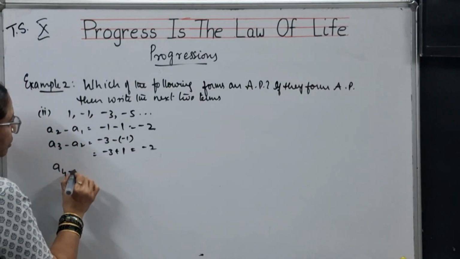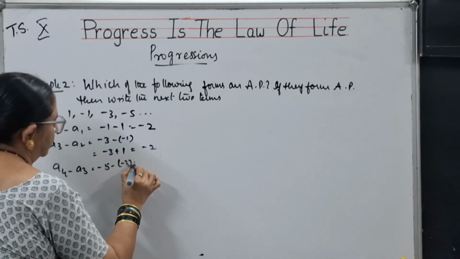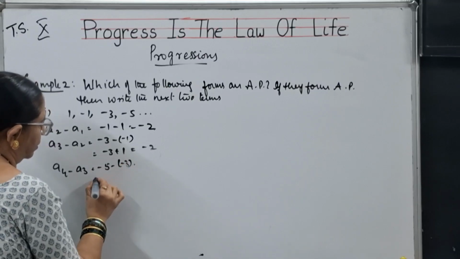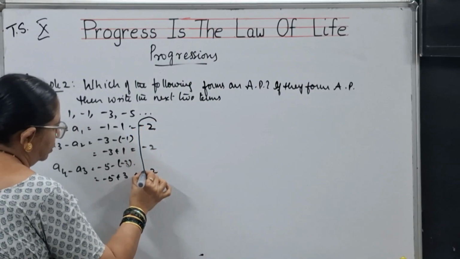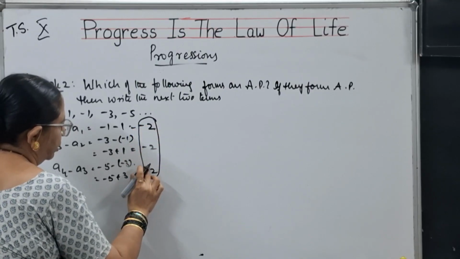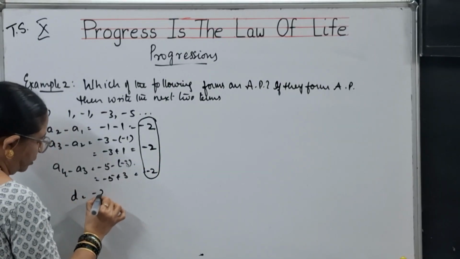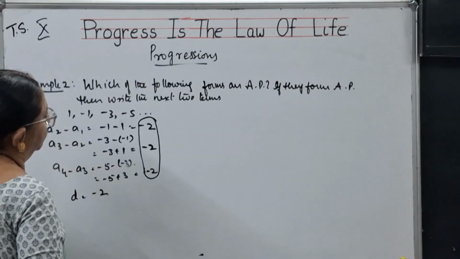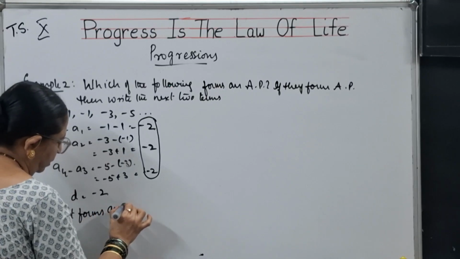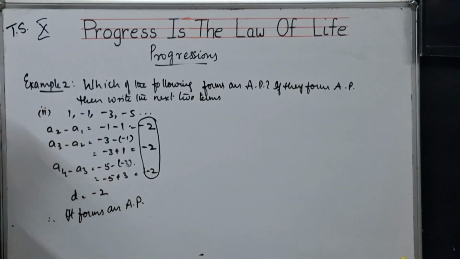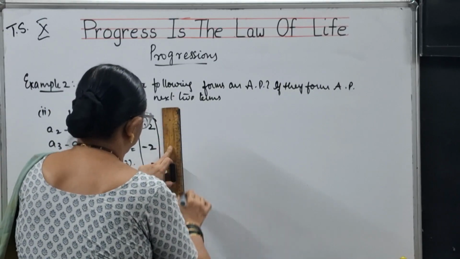Next, A4 minus A3. Minus 5 minus of minus 3. That is minus 5 plus 3 is minus 2. So all of these values are having minus 2. So D is minus 2. Therefore, the question whether it forms an AP. Since it is forming an AP, they are asking to write the next two terms.